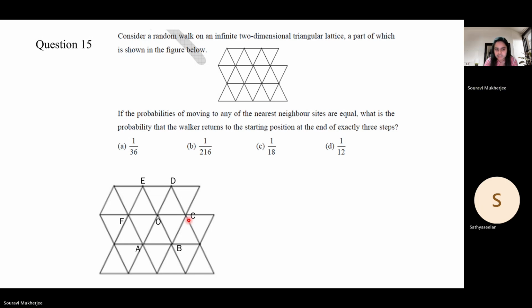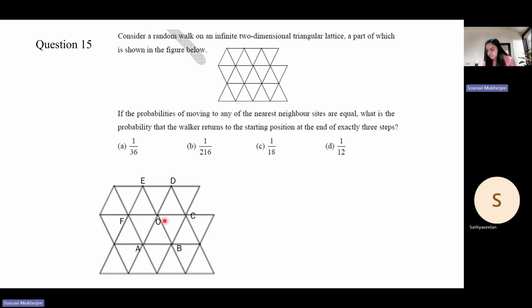Now once you have taken that step, suppose you start from here and you have come here. For each of these points, if you have to come back to O, there's only one route. You can go from C to O, D to O, E to O. Wherever you are, you just have to go towards O. So for the last step, you have a probability of 1 by 6.